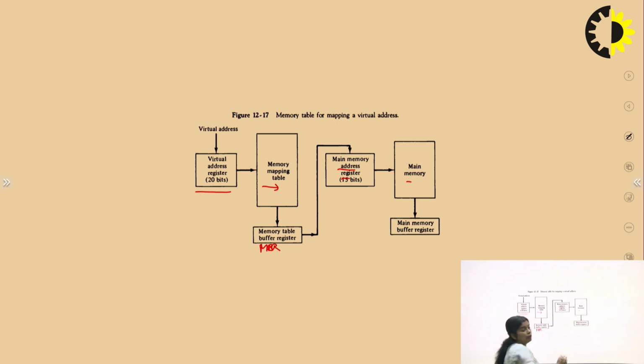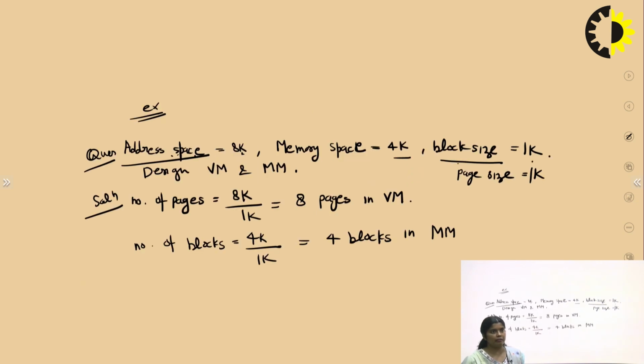From the memory buffer register, it goes to the main memory address register, and then there is the main memory. Again, the main memory has some blocks, and in the virtual memory there are some pages. After that, when this particular address is mapped, it is again stored in the memory buffer register. The memory buffer register is a temporary register to store those particular addresses. Now, first we have to discuss a simple example so you can understand easily.